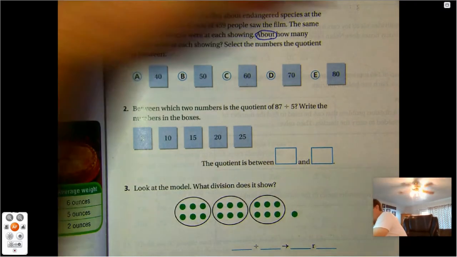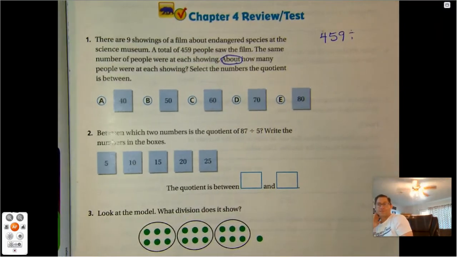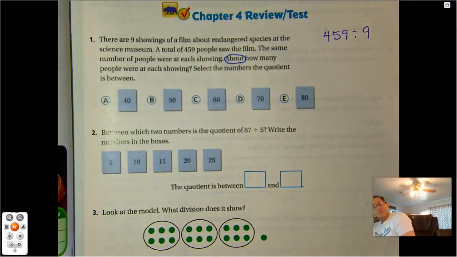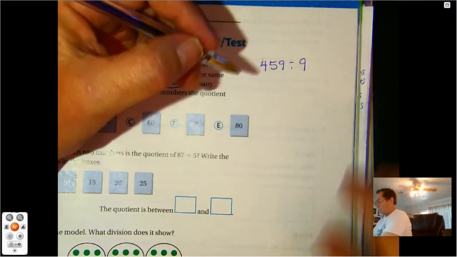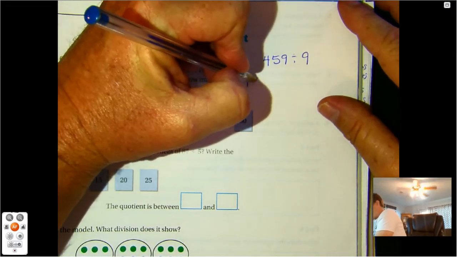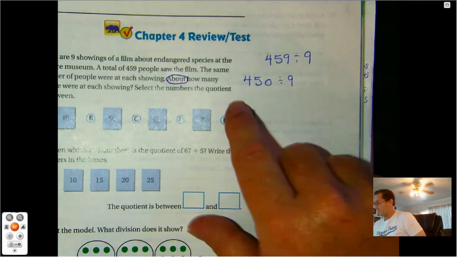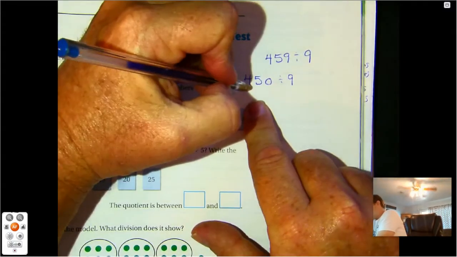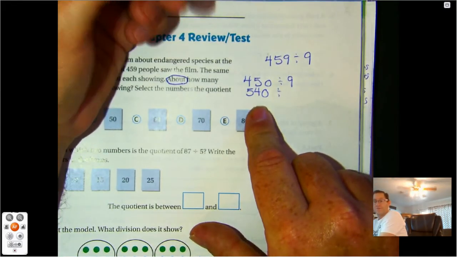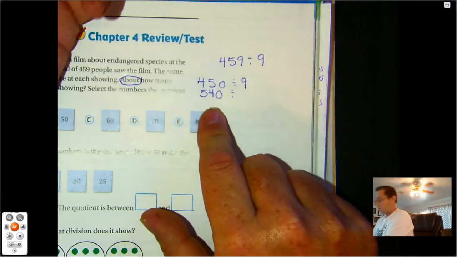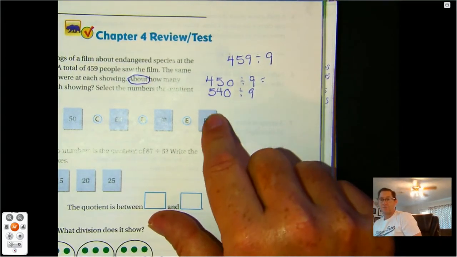So my original problem would be 459 divided by 9. It wants an estimate, so I want to use the basic math facts, right? 45 can be divided by 9. That would be the lowest I could have. And the next multiple of 9 that would work is 54, so 540. So I know our answer has to be somewhere between these two dividends.